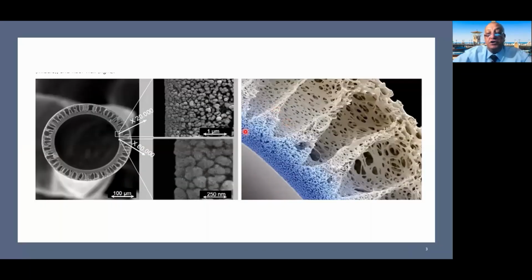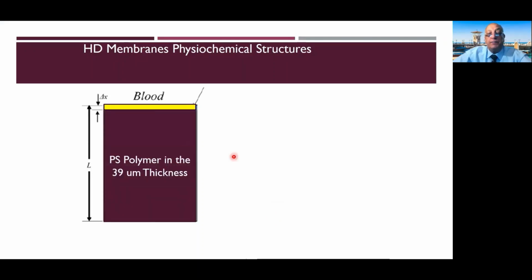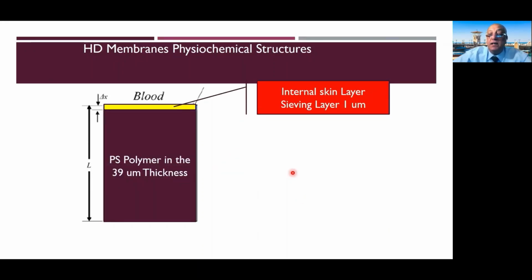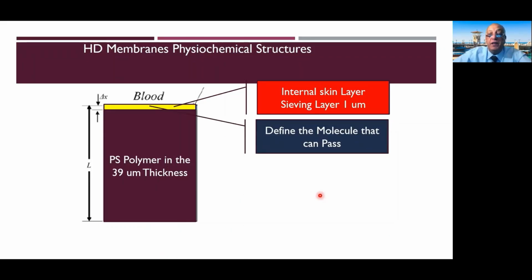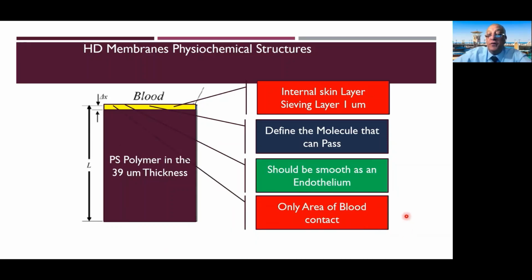The dialysis membrane structure constitutes an inner layer called the skin layer or the filtration layer. It's around 1 micron, and a very supportive layer with a porosity bigger on the outside than on the inside. That's why it's called asymmetric dialysis membranes. The inner skin layer, or the sieving layer, around 1 micron, defines the molecules that can pass the sieving criteria, and should be smooth as an endothelium, with an overall area of blood contact of just 1 micron.